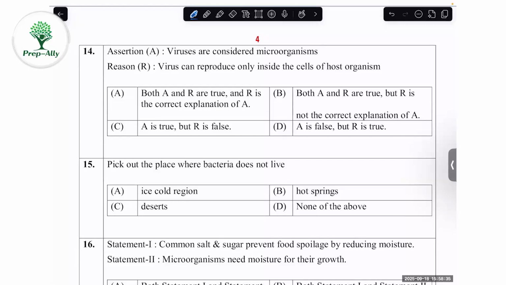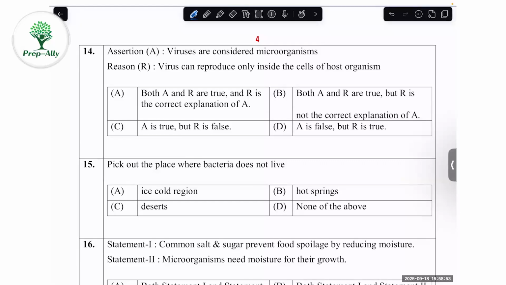So, one more reason for the virus to be considered a microorganism is that they develop inside the cells of the host. Yes, so they are considered microorganisms. A virus can reproduce only inside the cells of ours.